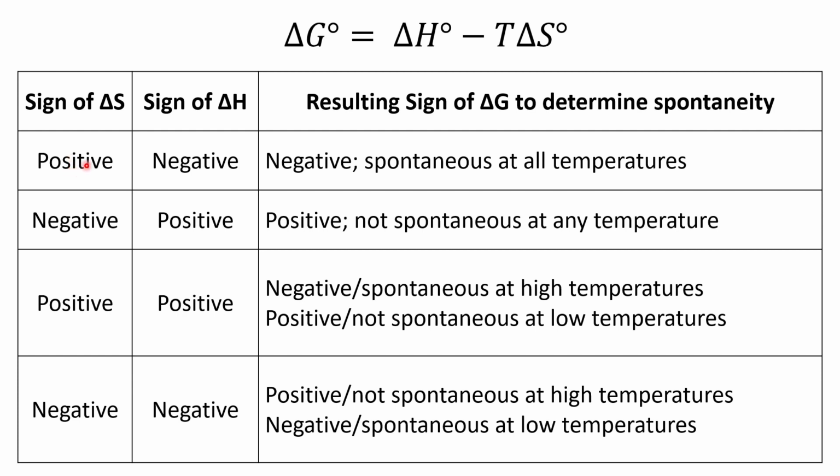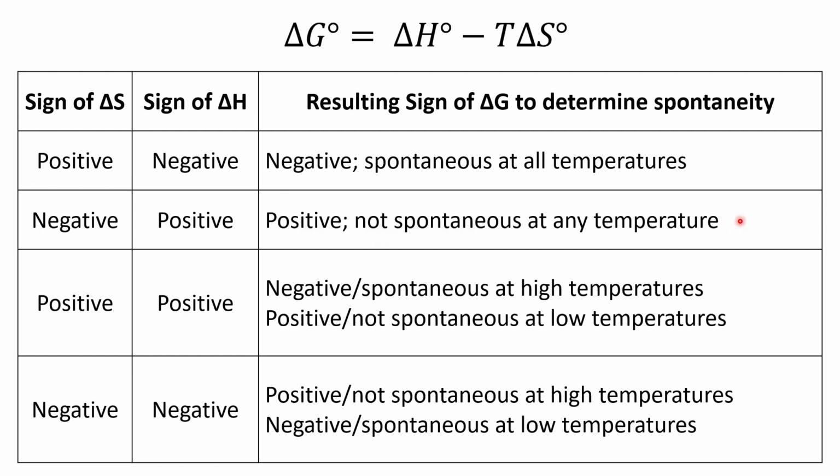We can have a positive value of delta S and a negative value of delta H. When that is true, delta G will always be negative. So this is going to be spontaneous at all temperatures. Now let's consider the reverse. Delta S is negative and delta H is positive. Delta G will always be positive. So for that process, it's not going to be spontaneous at any temperature.